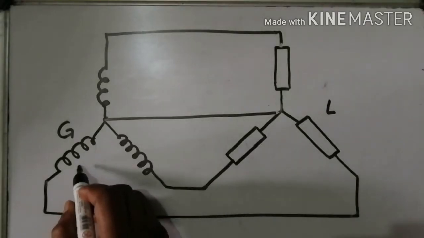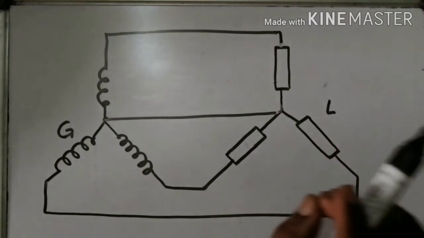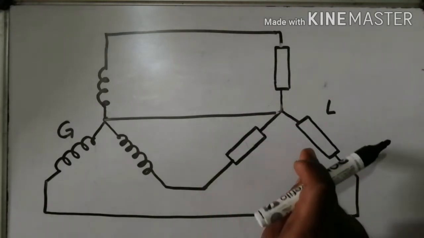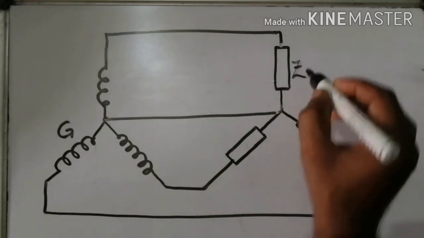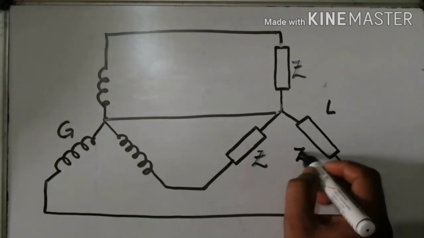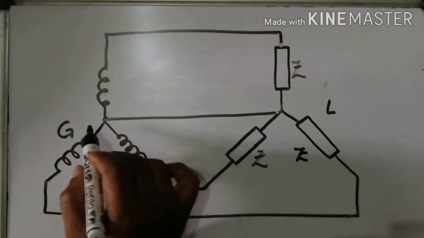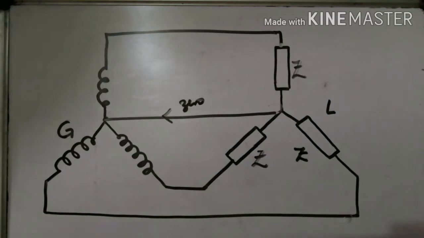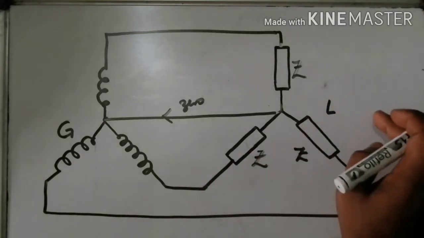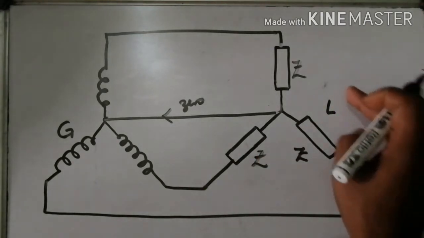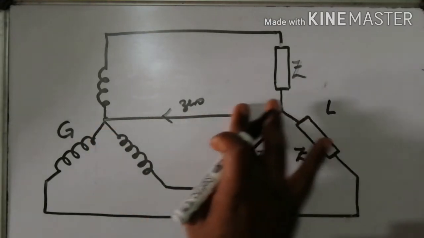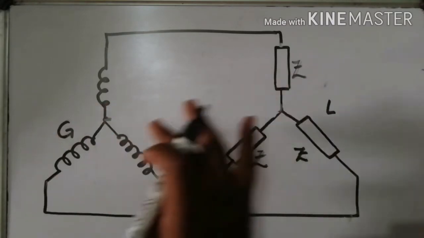This one is the generator side, this one is the load side. Now listen to me. The loads shown in this circuit must be identical. All the loads are identical. Then the current passing through this neutral wire is 0. So we can remove this wire. In an ideal situation, or the situation when the load is equal, the current through the neutral wire is 0. We can remove this wire because no current is flowing in this wire.